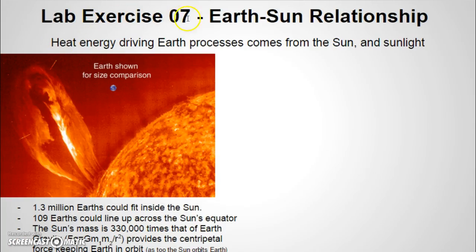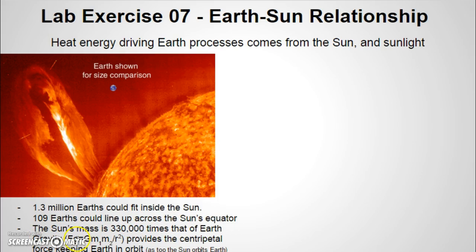Going to begin looking at lab exercise 7, the Earth-Sun relationship. We're going to be looking at heat energy that drives Earth processes, which comes from the sun and sunlight. So here's a picture of the Earth shown for size comparison relative to the sun. We could say that 1.3 million Earths could fit inside the sun, 109 Earths could line up across the sun's equator. The sun's mass is 330,000 times that of the Earth.